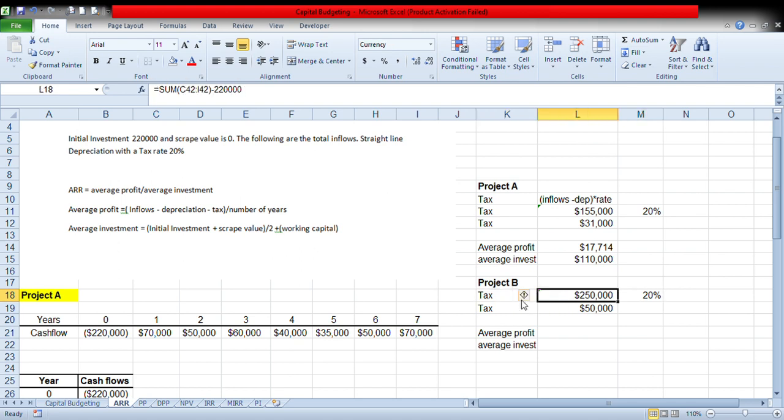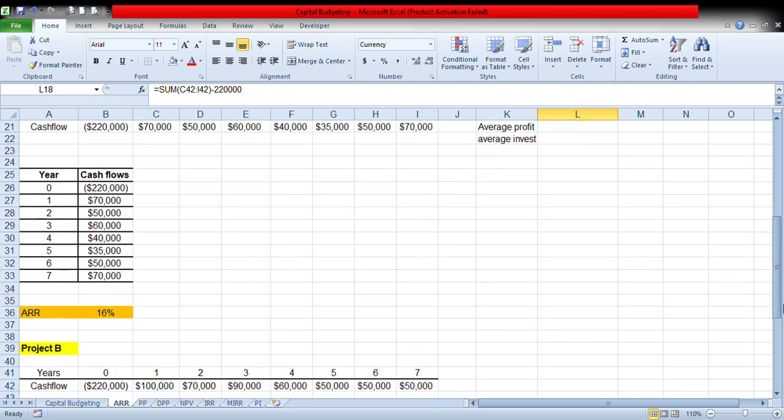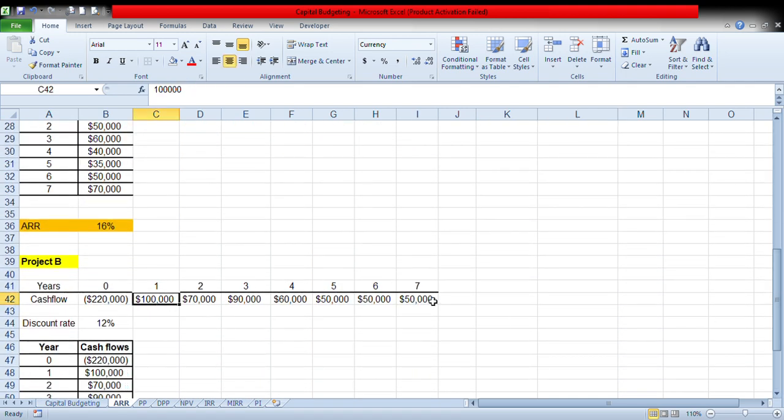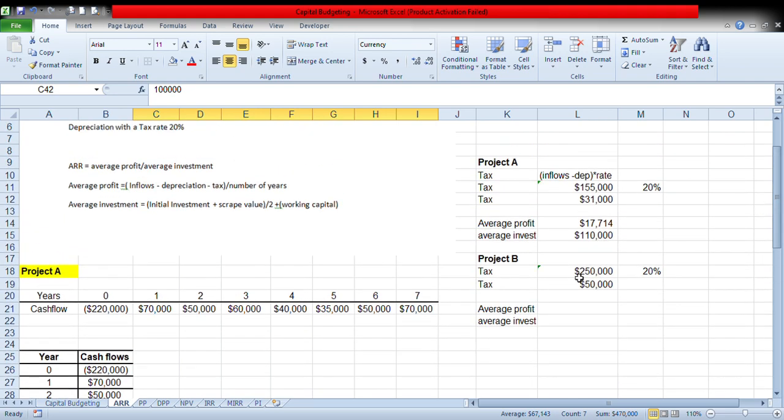For project B we have inflows of 4,70,000 and outflow of 2,20,000, the same investment. So 4,70,000 minus 2,20,000, we have 2,50,000 as inflows minus depreciation. Now I need to calculate the tax. So inflows minus depreciation multiplied by tax rate. So I get the tax amount of project B.